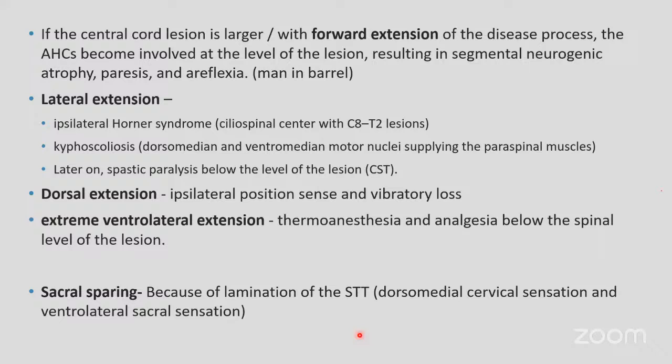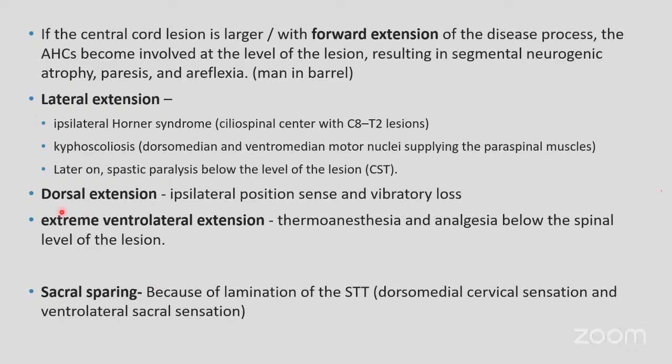If the central cord lesion is larger or with forward extension of disease process, the anterior horn cells become involved at the level of lesion, resulting in segmental neurogenic atrophy, paresis, and areflexia, that is the man-in-barrel syndrome. As the lesion extends laterally, there will be ipsilateral Horner syndrome, kyphoscoliosis, and later on spastic paralysis below the level of lesion.